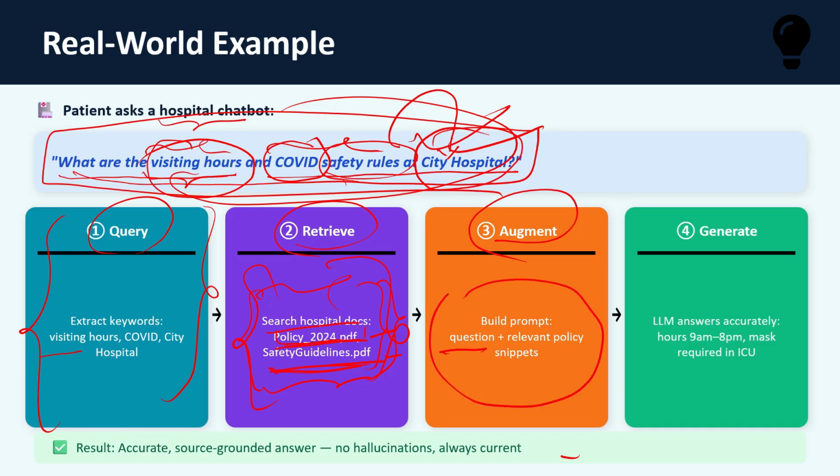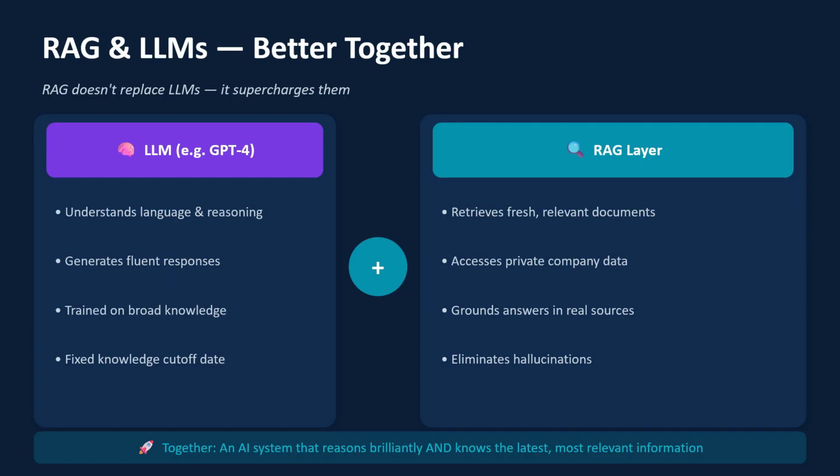So all this information is going to be sent to your LLM, and then the LLM will generate the proper response based on the information that has been retrieved, like the visiting hours will be 9 a.m. to 8 a.m., and some specific information like the mask required in the ICU. So you will get the proper response to the queries in this particular situation with the help of RAG. Now, RAG and LLMs are better together. So now at least I hope you understand why we use an LLM with the RAG.